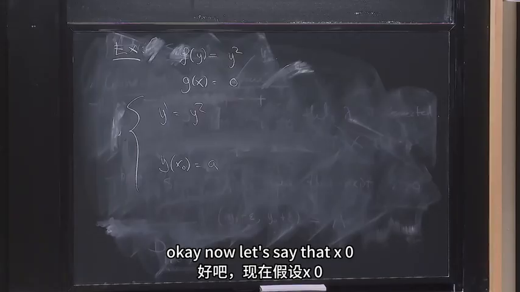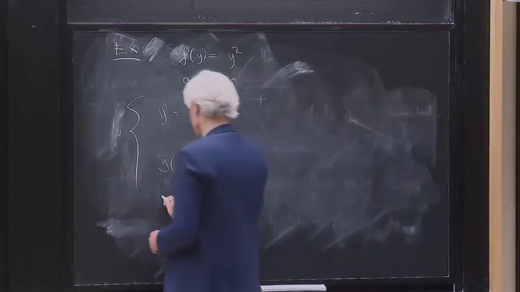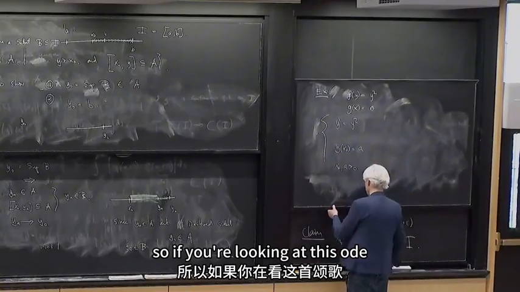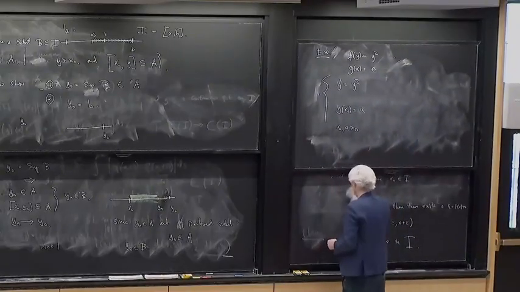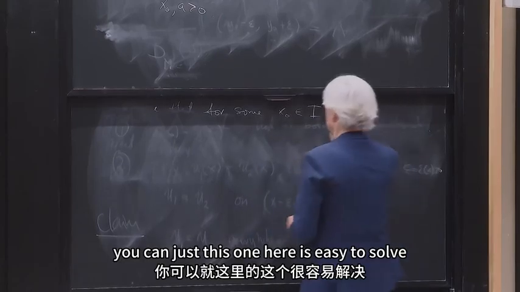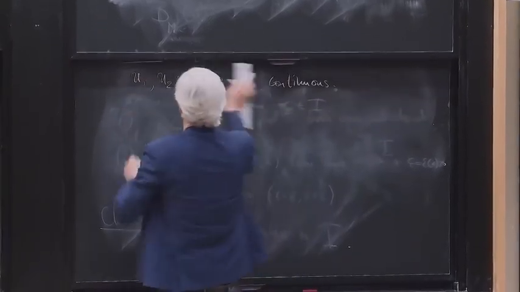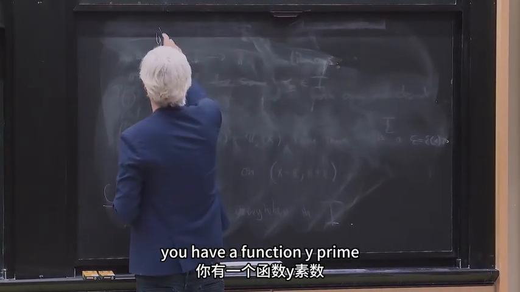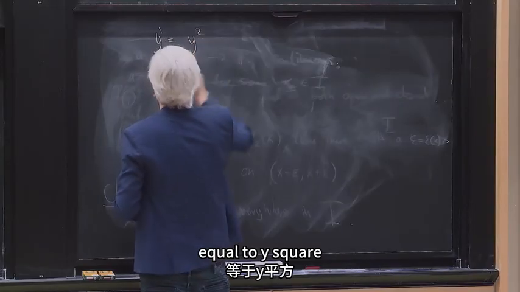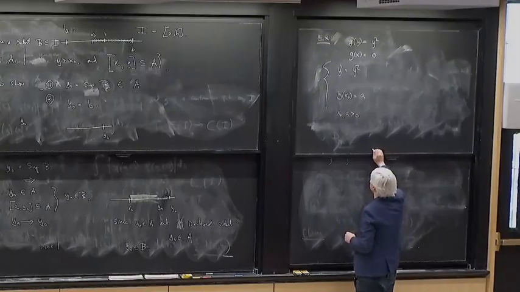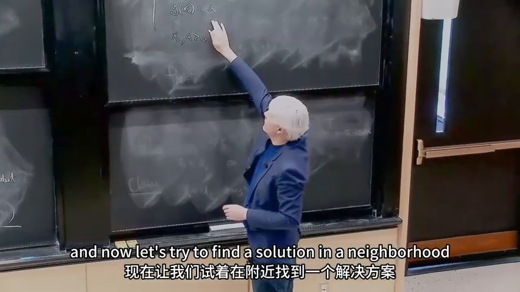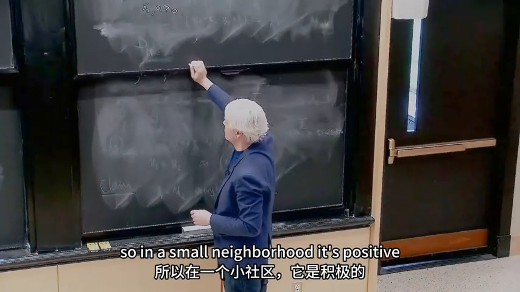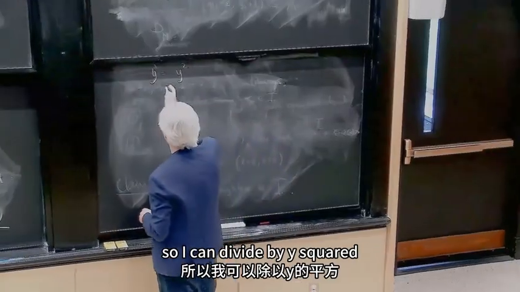Okay. Now let's say that x0 and a are both positive. So if you're looking at this ODE, this one here is easy to solve because you have a function y prime equal to y squared. And now let's try to find a solution in a neighborhood of x0. But there it's supposed to be positive. So in a small neighborhood it's positive. So I can divide by y squared.